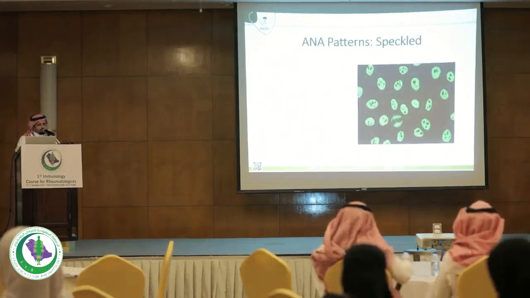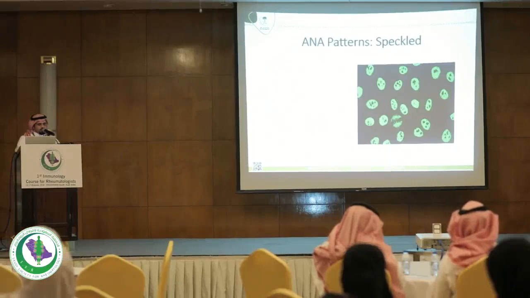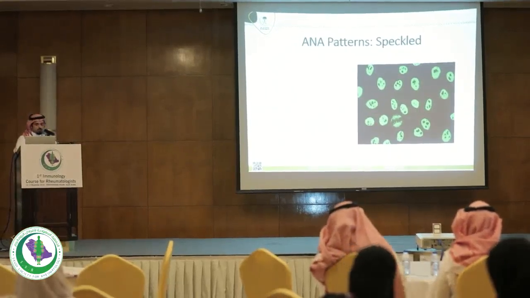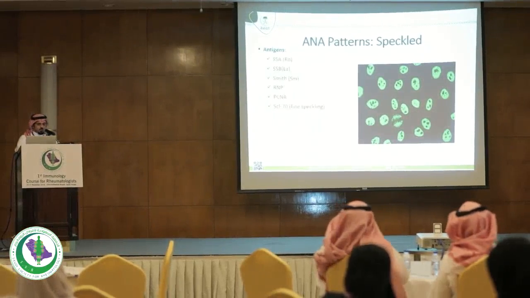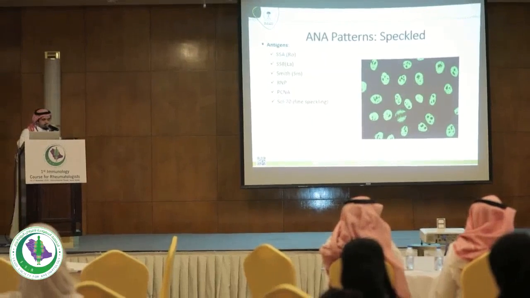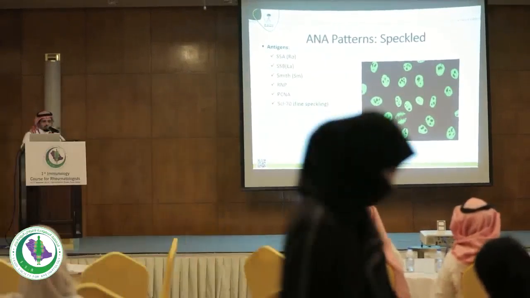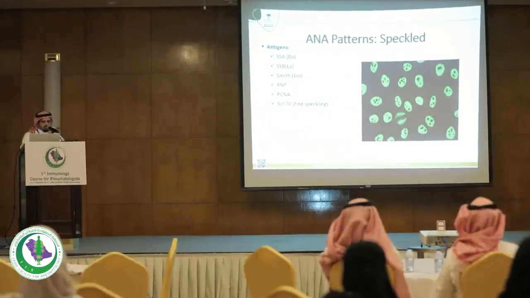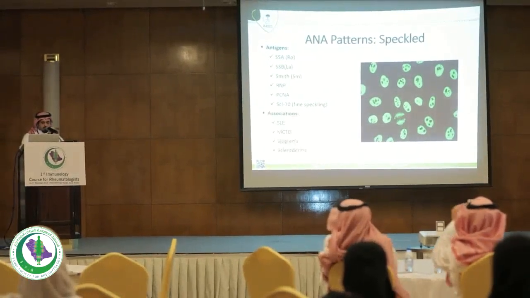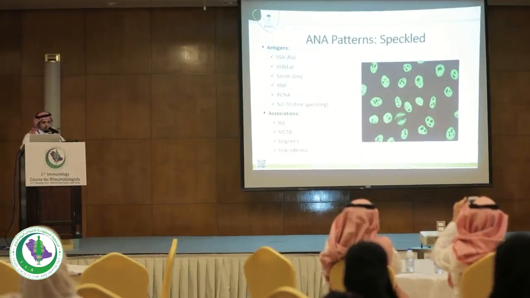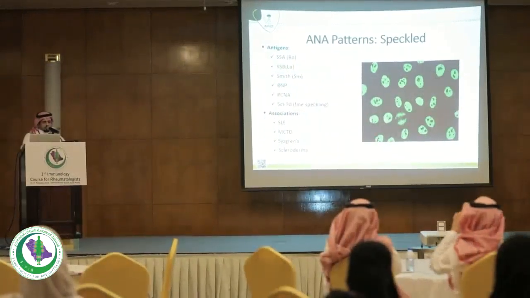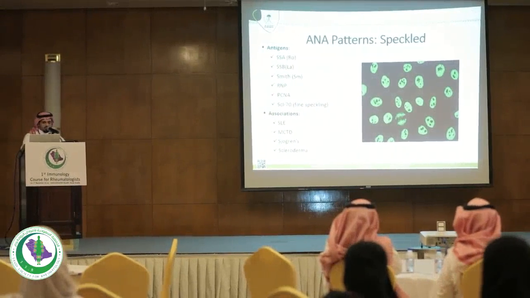The speckled pattern is also one of the frequently seen patterns in autoimmune disease. Antigens related are as listed here: SSA, SSB, anti-Smith, RNP, PCNA, and also Scl-70. The associations, as I mentioned in the previous one, are SLE, mixed connective tissue disease, Sjogren, and scleroderma.